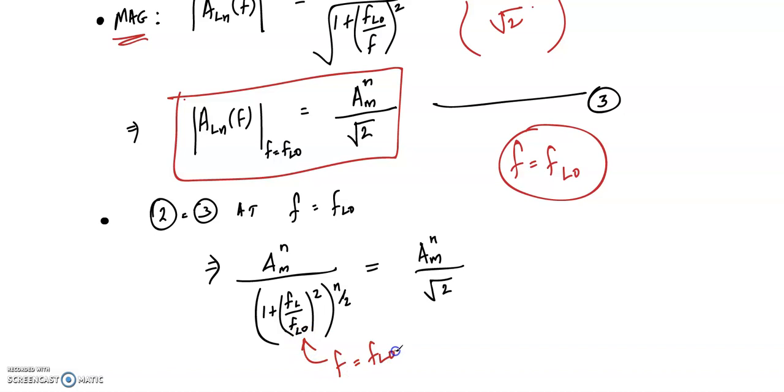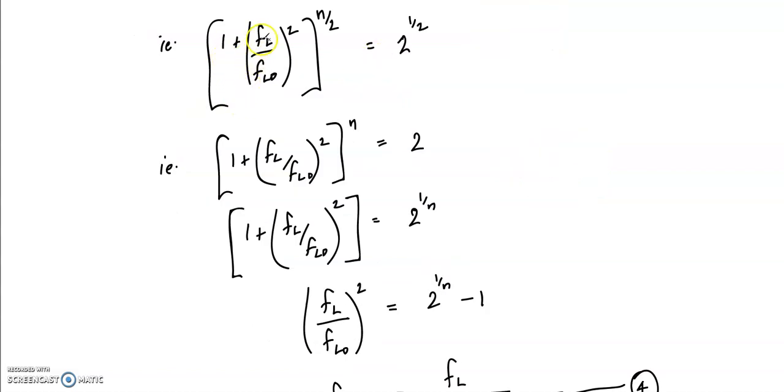F is equal to FL naught. Since in the third equation it is already considered at f equal to FL naught, I can directly write it as Am whole raised to n by root 2. Now you see that the numerator is common and you cancel it, and the denominators can be equated. Denominators equated: (1 plus (FL by FL naught) the whole square) whole raised to n by 2 is equal to 2 raised to 1 by 2.